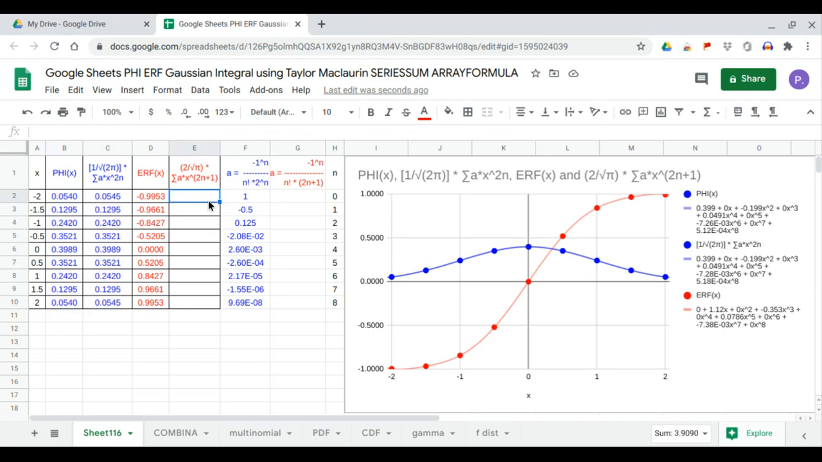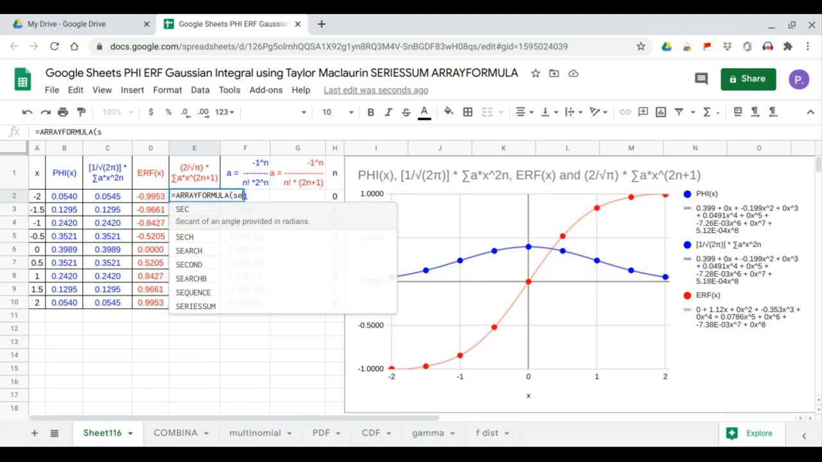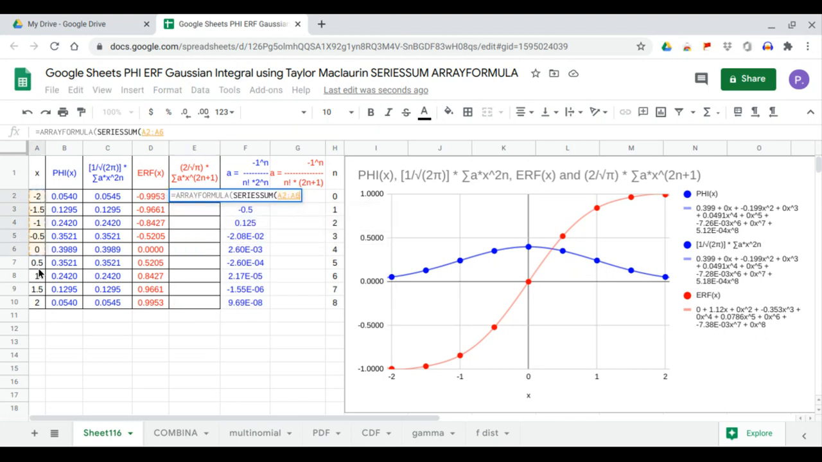Now we continue with the ERF function. We derive the ERF function, which is equal to 2 over square root of pi times the summation of a times x to the power 2n plus 1, where a is equal to -1 to the power n over n factorial times 2n plus 1. And first we use the series sum. So array formula, series sum of the x values raised to the power 2n plus 1. So starting from 1, incremented by 2. And the coefficient will be this range.